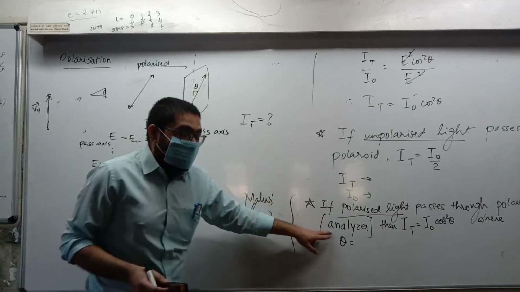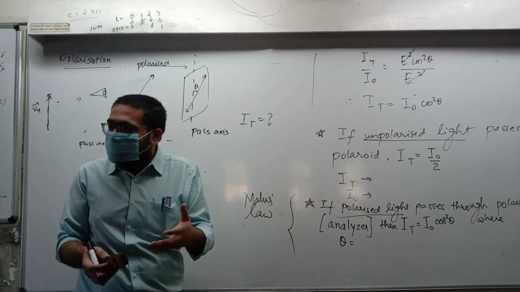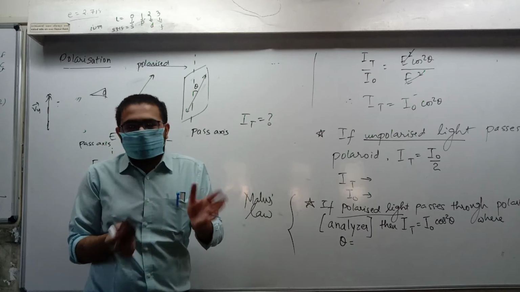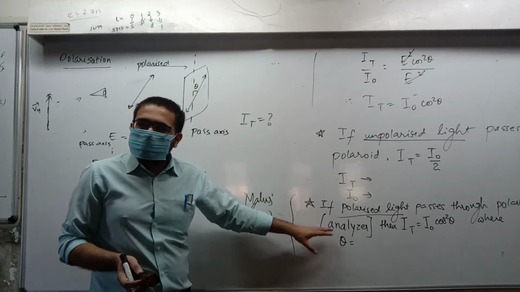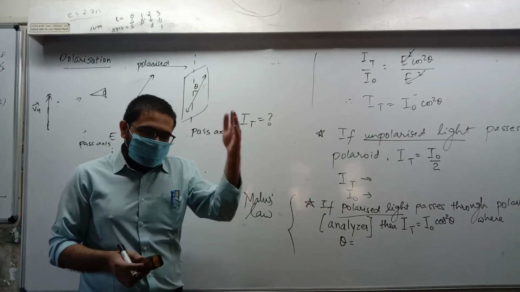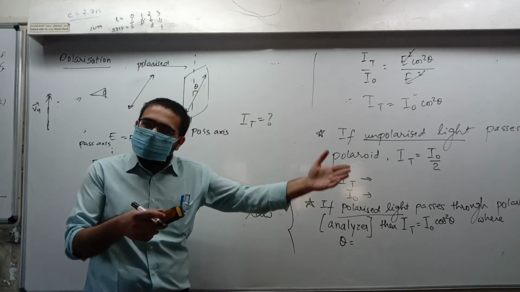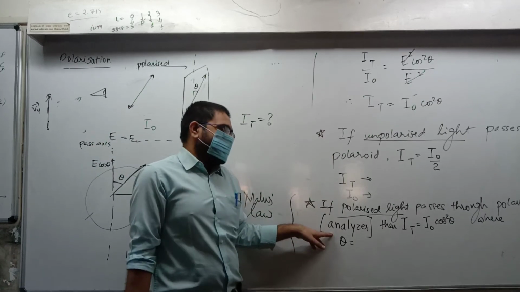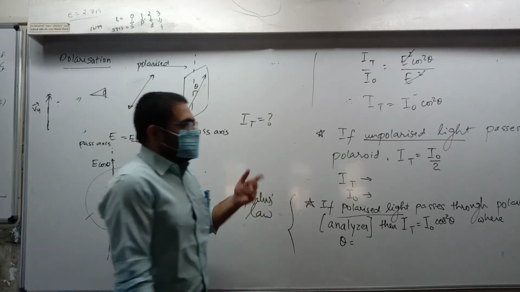Now you understand why it is called an analyzer, because it checks or analyzes whether the light is polarized or unpolarized. Understood? Analyzer is the second polarizer or Polaroid. Once unpolarized light passes through a Polaroid, it becomes polarized. Then you put something that will check whether it is polarized, so an analyzer. Now I want you to write 2 or 3 important sentences.